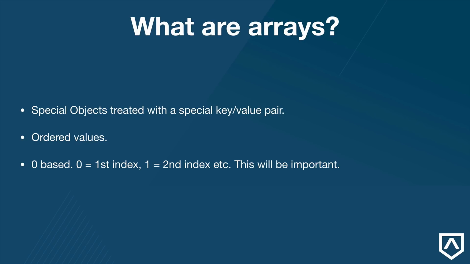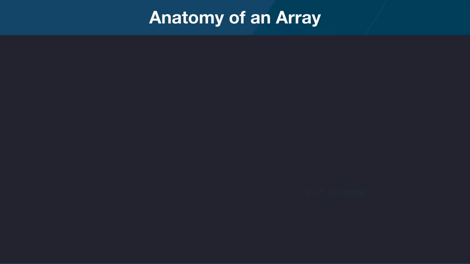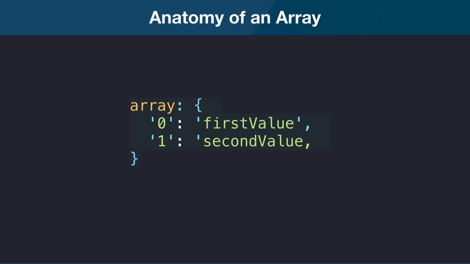Zero-based indexes, okay? Arrays are mutable. We can change any item, we can add items, we can delete items in an array, we can update items, we can do all these cool things with items in our arrays. So that means that we can mutate them, we can perform side effects on arrays. It's really, really neat. Okay, so let's take a look at what the anatomy of an array looks like.